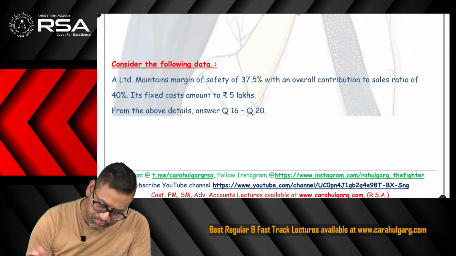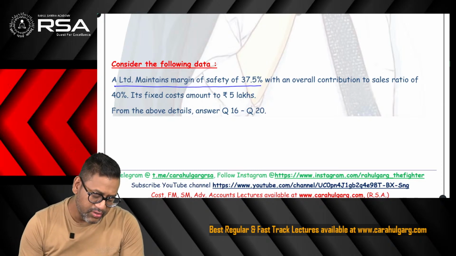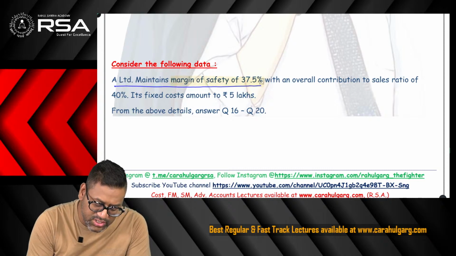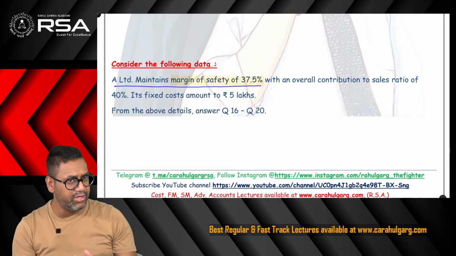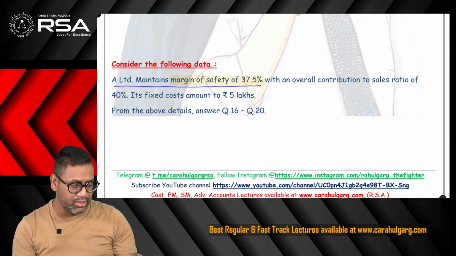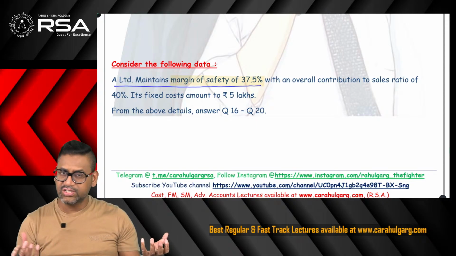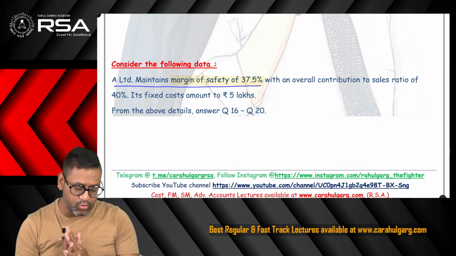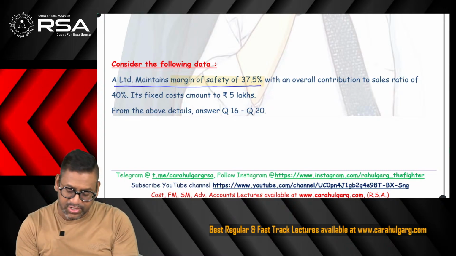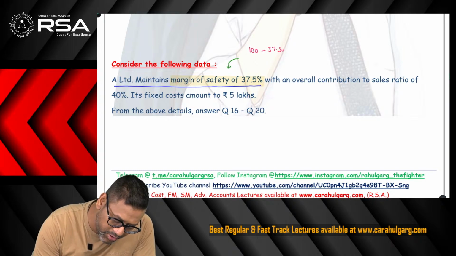Question says A Limited maintains margin of safety of 37.5%. Whenever the question says the MOS is this percentage, you should immediately know what that means and what you can deduce from this data. We know that the sales line, the total revenue line, has only two portions. One is the break even and the other is the margin of safety. So the total of break even sales percentage and the margin of safety percentage is always equal to 100%. When the question says it maintains MOS of 37.5%, when you deduct it from 100, so 100 minus 37.50%, it gives you 62.50%. So this is my break-even sales percentage.